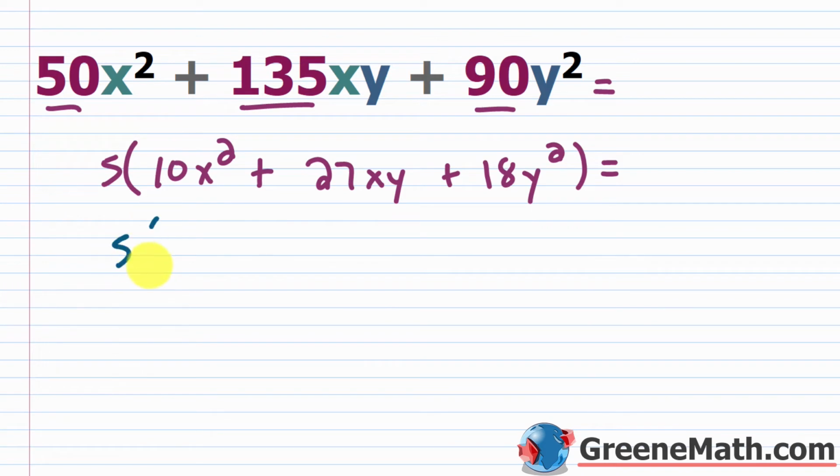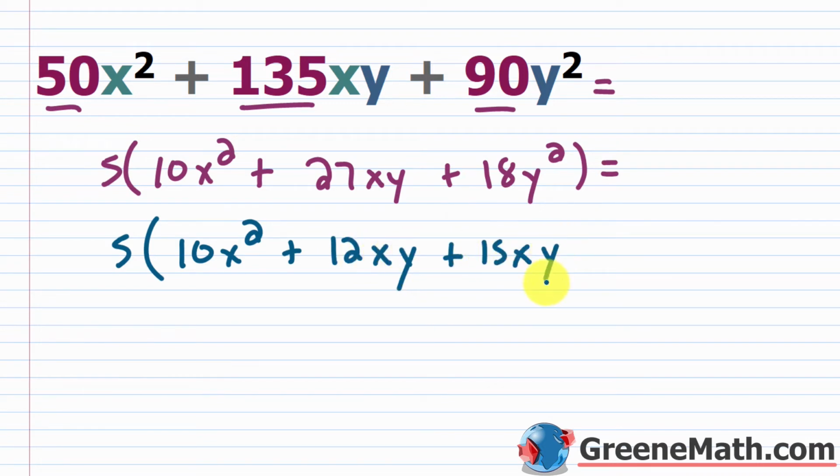So 5 times, inside you'd have 10x squared, plus, let's go 12xy, and then plus 15xy, and then plus 18y squared. So when you're doing this, don't forget you have two variables there and there. When you combine like terms, you're going to get this 27xy. So again, because there's two variables doesn't make it more difficult. So let's go ahead and look at this.